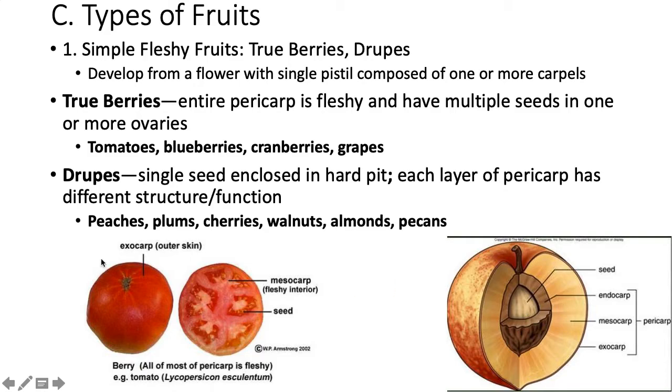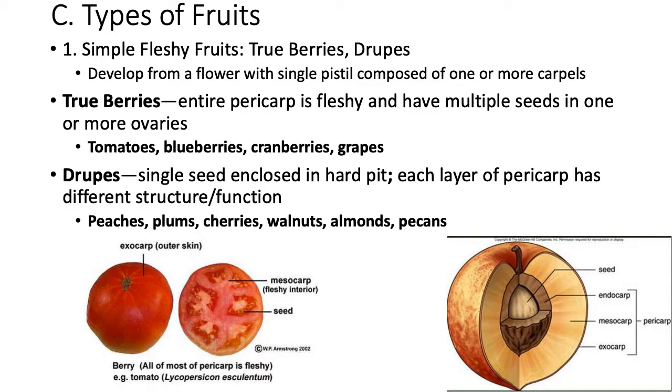Okay. And I know I'm using the word pistil here. The pistil includes the stigma, style, and the ovary. So the top part of the female, the stem that connects it to the ovary. So that's simple fleshy fruits.